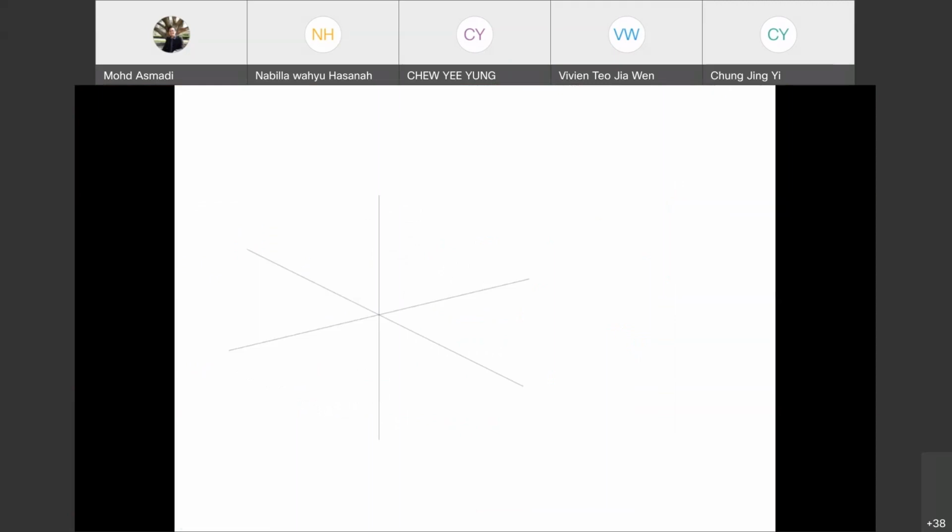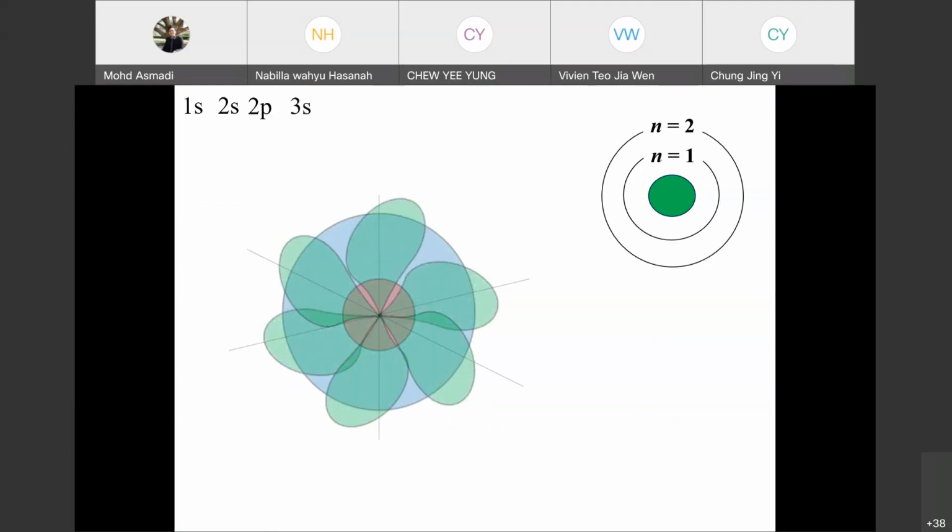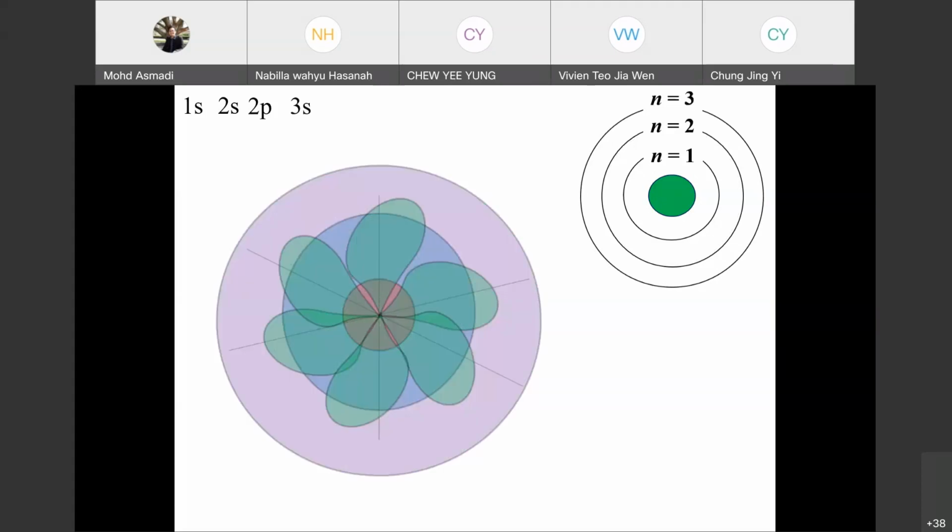So this is the picture. One S and then two S, another round shape, right? That one. And then two P dumbbell, three S. So the arrangement is based on the energy state, okay?